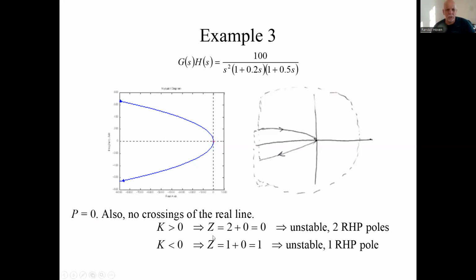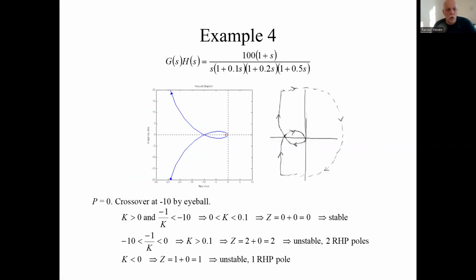Since P equals 0, Z, the number of poles in the right-half plane of the closed loop system, is either 2 or 1, so it's always going to be unstable. This is a typo here. 2 plus 0 is 2. So this is 2. I have to fix that typo.